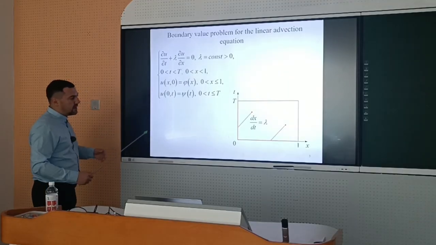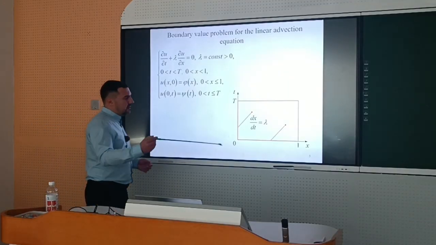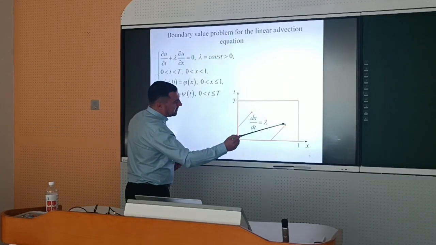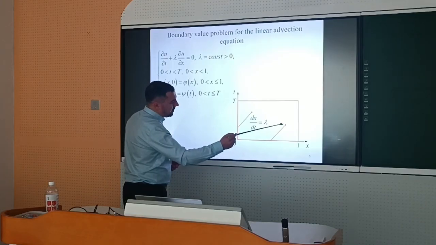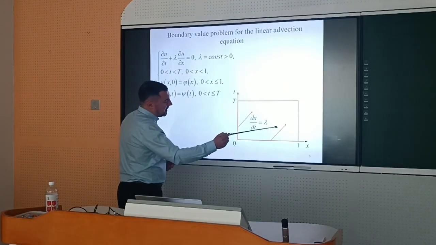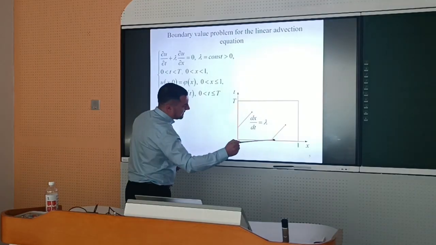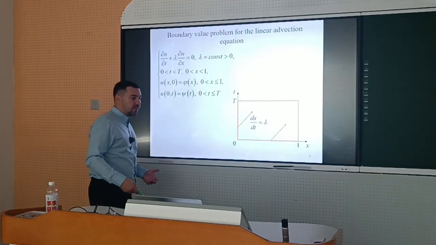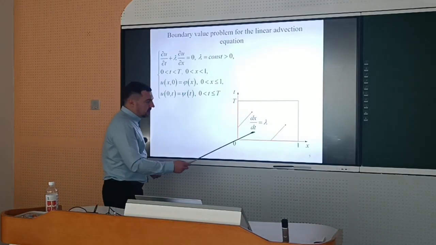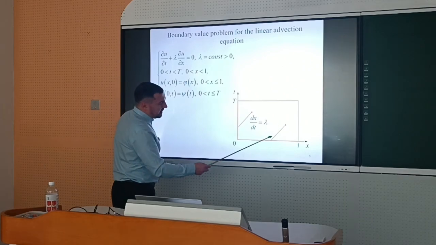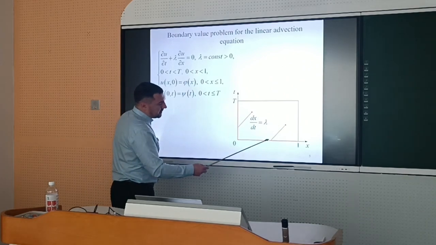But actually that's not true here. Consider, for example, this point, the red point. The solution at this point is determined as follows: we emit the characteristic from this point. It intersects our x-axis in this point, and according to the properties of our linear advection equation, it means that the solution here at this point is equal to the solution at this point.